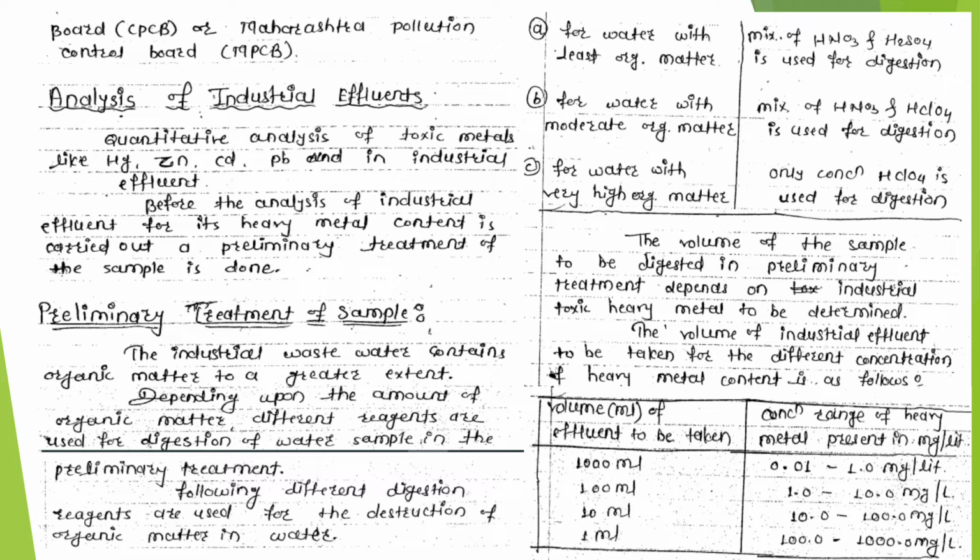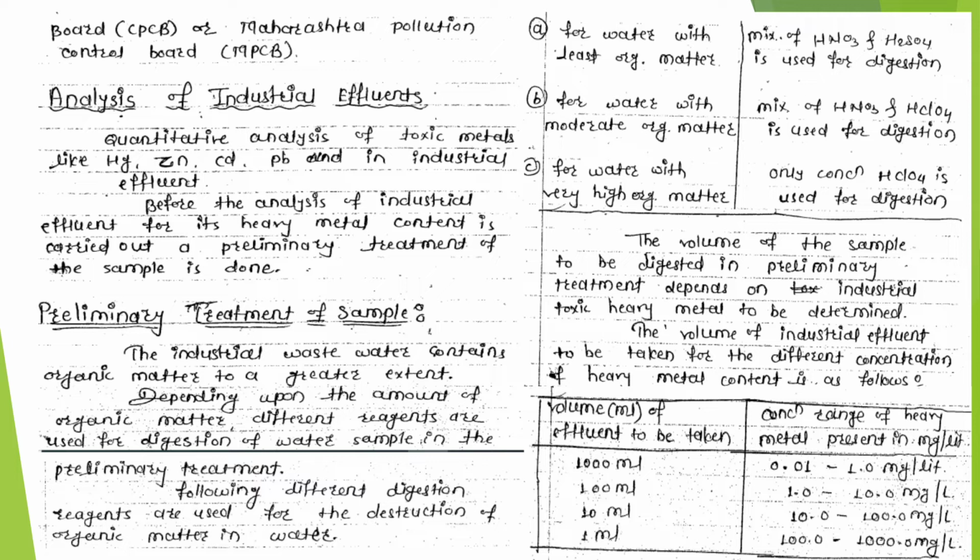The industrial wastewater contains organic matter to a greater extent. So first of all we deal with this organic matter, and depending upon the amount of organic matter, different reagents are used for the digestion of the water sample in the preliminary treatment. So what type of treatment is done before analyzing the wastewater? Firstly, dealing with the organic matter. In the preliminary treatment, different digestion reagents are used for the destruction of the organic matter in water. So the first step is to destroy the organic matter by using different reagents and techniques.